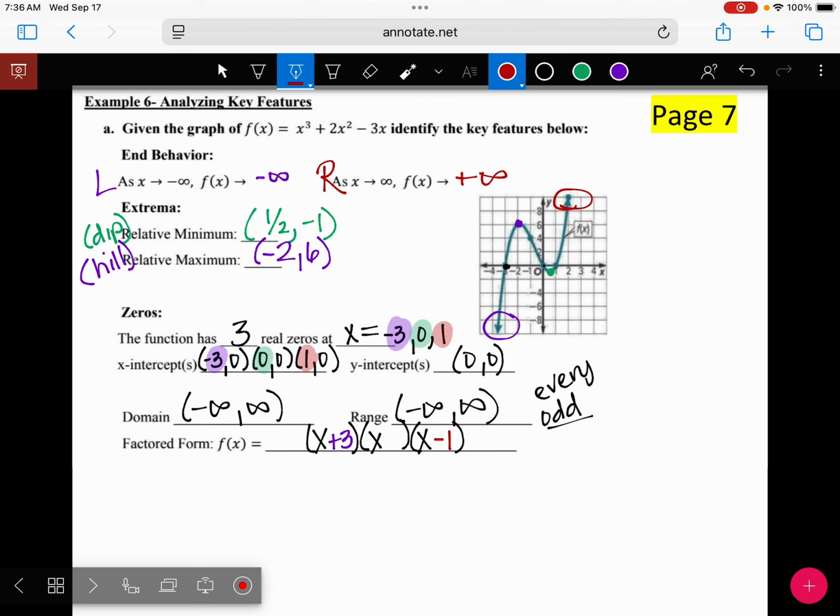Moving right along. All right, let's look at our next graph.